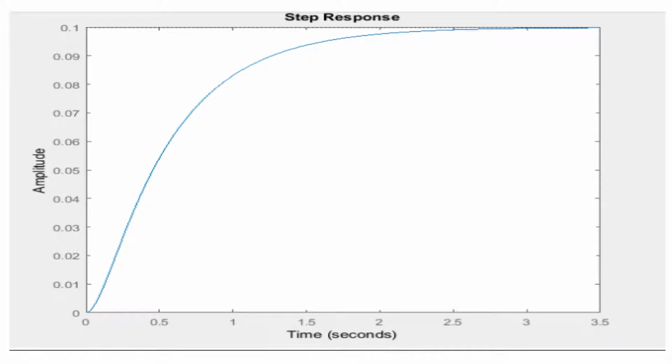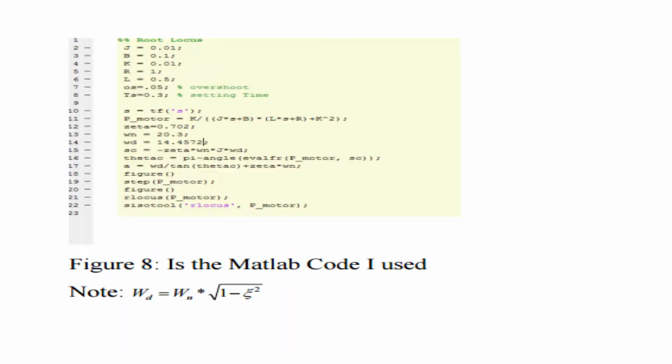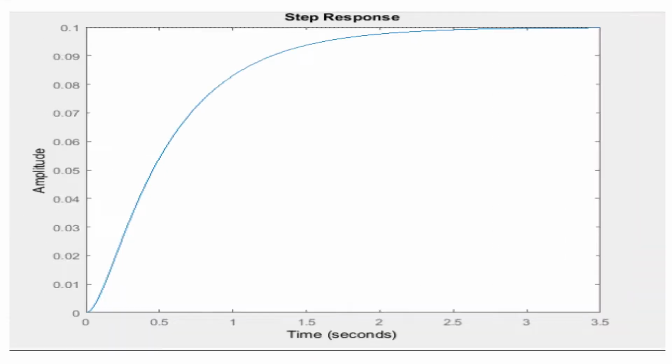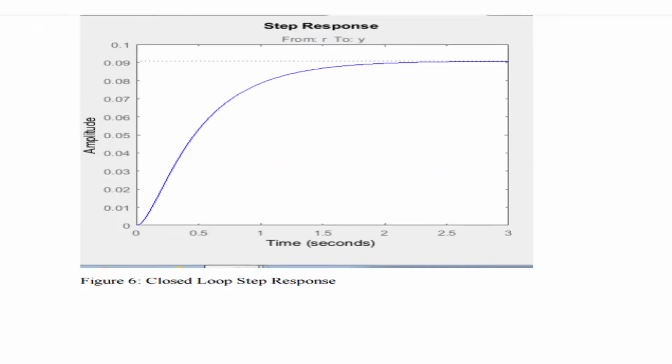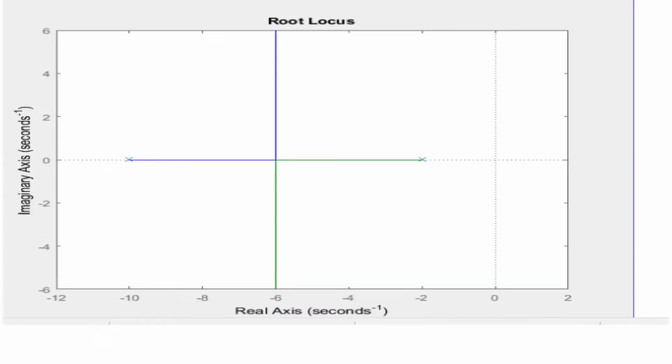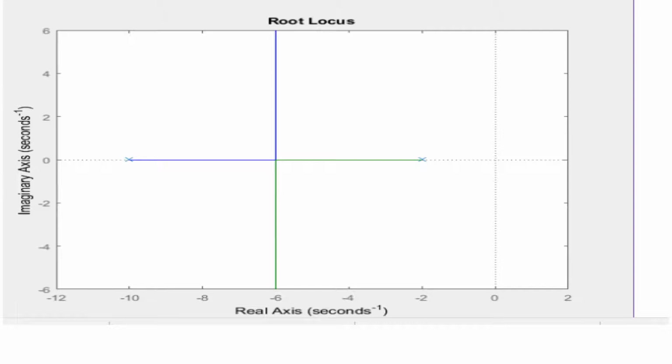This one is an open loop step response showing amplitude and time, and this one is a root locus, same thing, open loop. Here I just want to show you the difference between the open loop and the closed loop. See here the step response for an open loop, and this is the step response for a closed loop. For the closed loop it's 0.09, that's where it stopped. For the open loop it's 0.1.